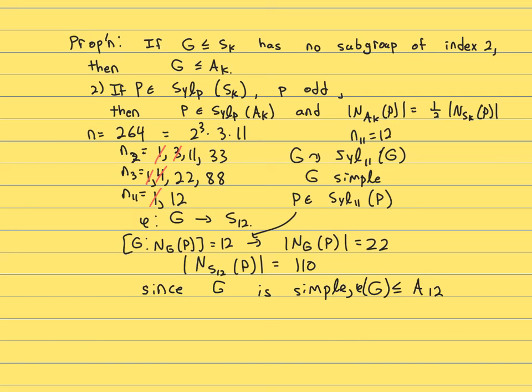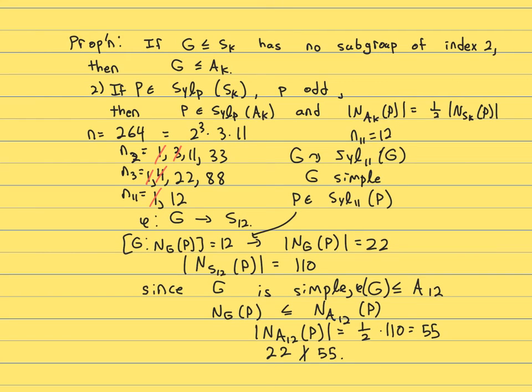And thus I can work with saying that N_G(P) is a subgroup of the normalizer in the alternating group. What is the size of the normalizer in the alternating group? Well, by our lemma, it's 1/2 of 110, which is 55. And lo and behold, 22 does not divide 55, so we finally arrive at a contradiction.